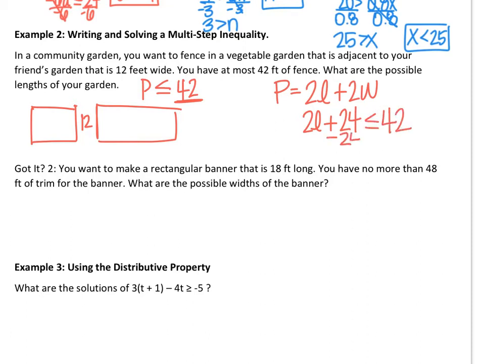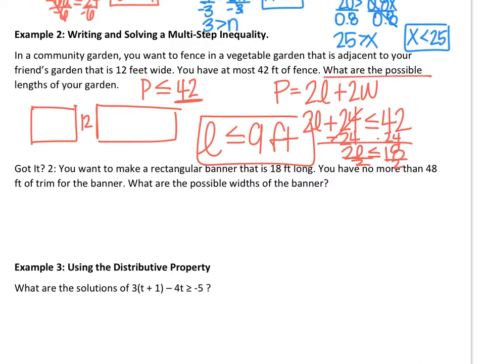So we're going to subtract 24. You get 2L is less than or equal to 18. Divide both sides by 2. So your length has to be less than or equal to 9 feet. What are the possible lengths of your garden? Well, it could be 1 foot, 2 foot, anything under 9 feet.